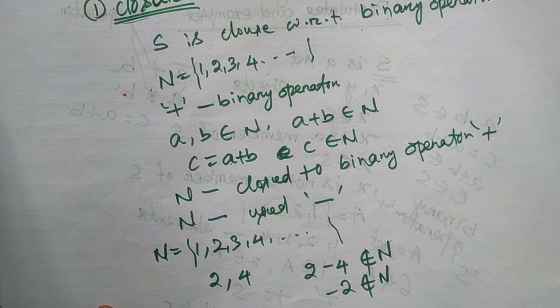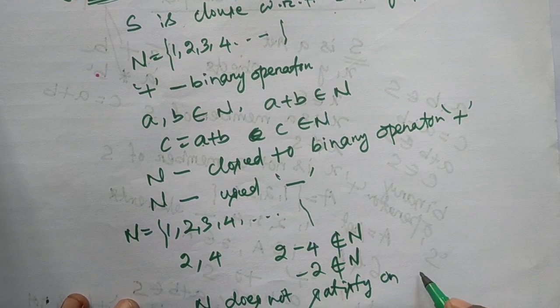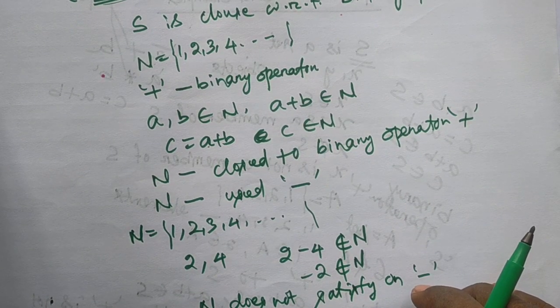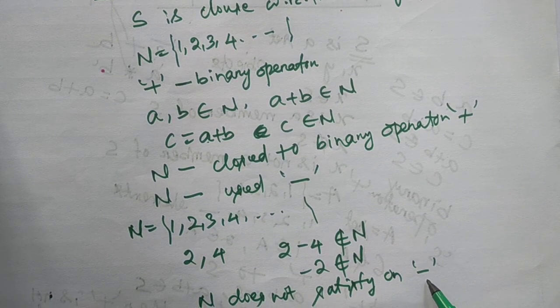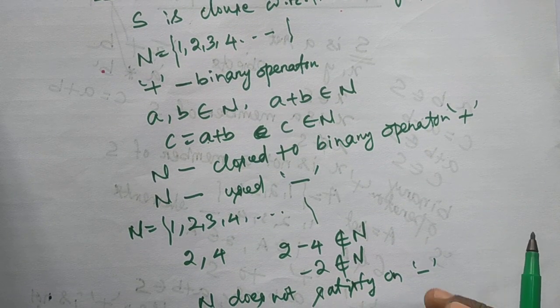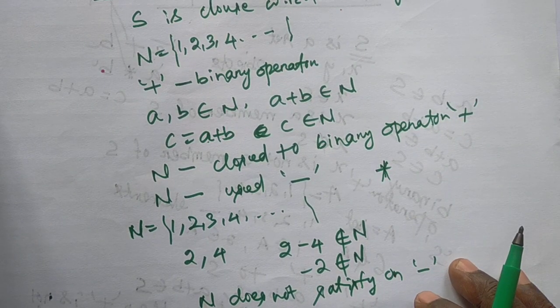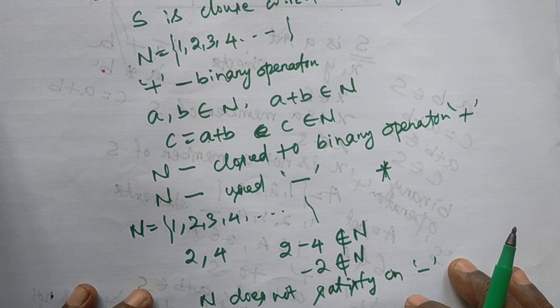Natural numbers N don't satisfy the negative or minus operator. So it is not closed under minus, that is, the subtraction operation. Only addition or multiplication can be used. So the closure property is satisfied on a set with respect to certain operators, which we will see.